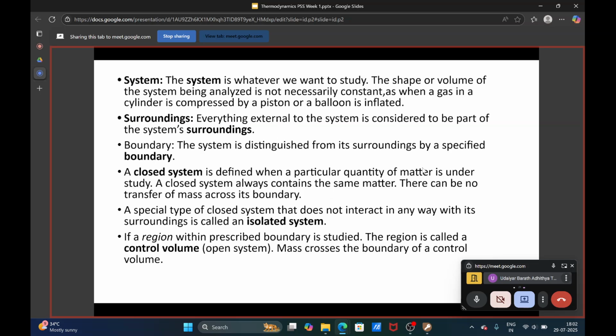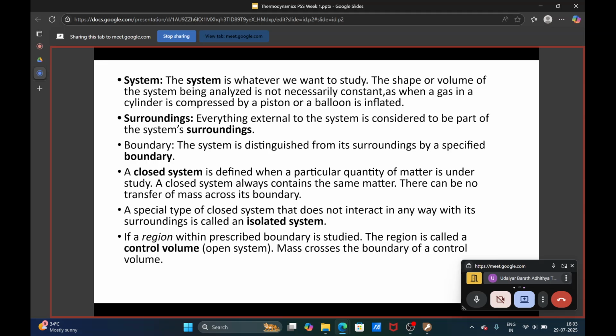So to start with, we need to know certain terminologies which are used in thermodynamics. So these, I've listed them out. So starting with, a system. So system in general is whatever you want to study or whatever your focus is on. So that you call a system.